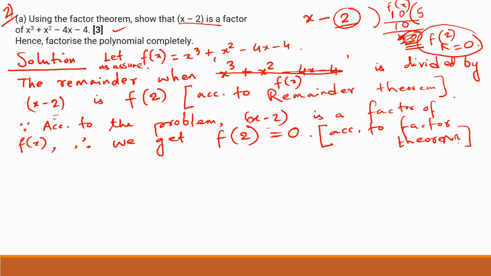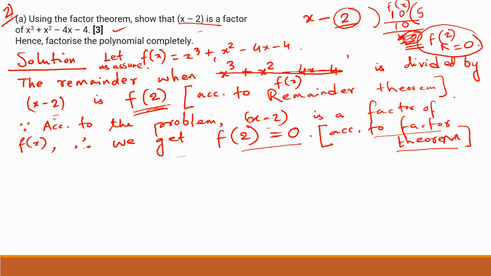Theorem. So your examiner will understand that you understand the concept very clearly. You first write this is our remainder. Instead of directly writing according to the factor theorem f of 2 equals 0, you write the remainder should be f of 2, and since this is a factor of this, we get f of 2 equal to 0, and you also write this is according to the factor theorem. So your examiner gets a good impression of you.